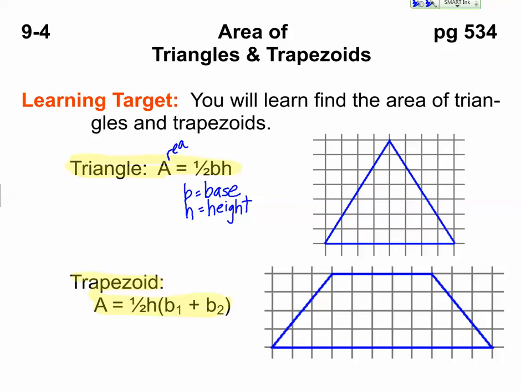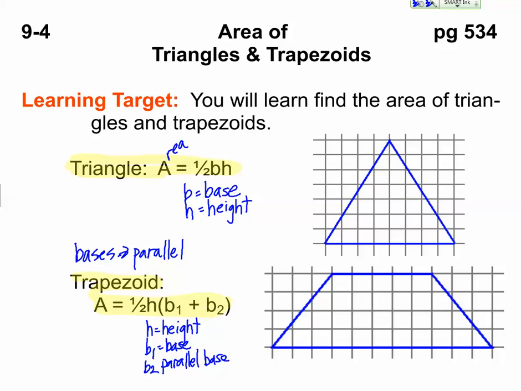Okay, and then down here for trapezoid, again, H represents your height. And then we have a B1 and a B2. These are the two different bases on your shape. Recall that the bases are parallel. This is a key fact in trying to figure out what your bases are. So base 1 is one of your bases, and base 2 would be the other parallel base. And I'll show you what that means.